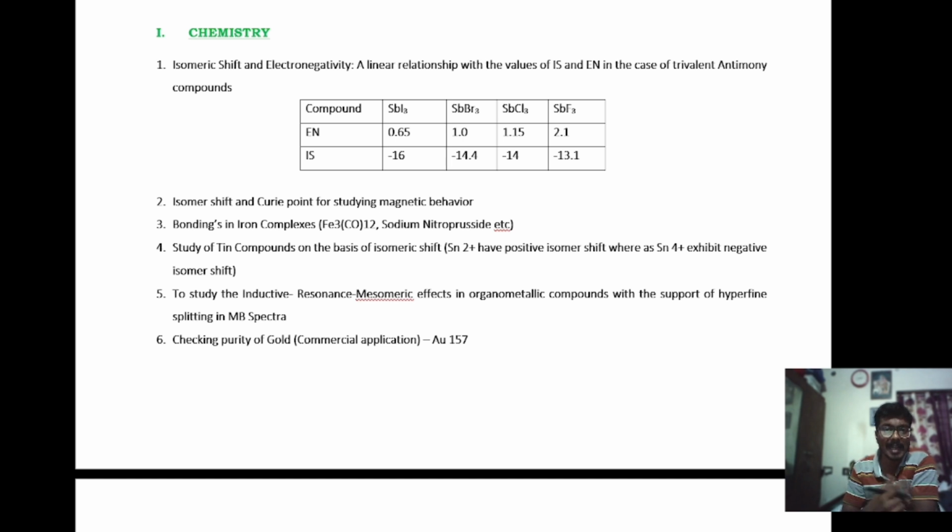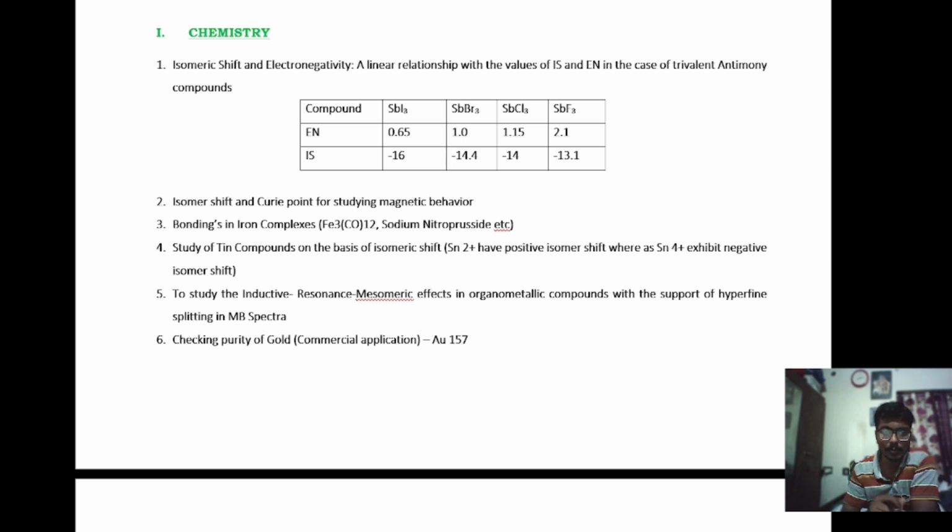Okay, so the third application is iron complexes bonding. You all know that iron possesses various oxidation states, so it forms an enormous number of complexes and organometallic compounds and biological compounds also, right? So in order to understand the bonding of ligands with the central metal ion, or other elements, how these bonds are formed, all these data can be inferred from the spectra that we obtain.